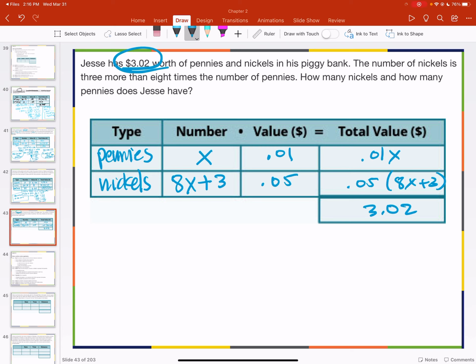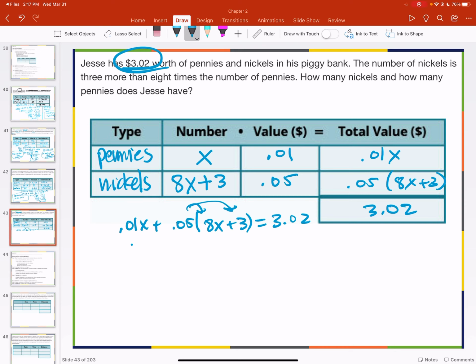A little distracted here. So then 0.01x plus 0.05 times 8x plus 3 is equal to $3.02. Did you guys get that? I'm assuming yes. Okay, so let's go ahead and solve this out.